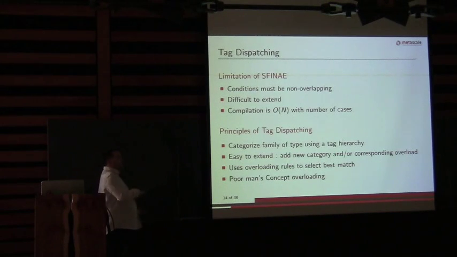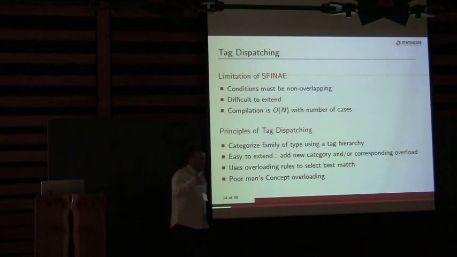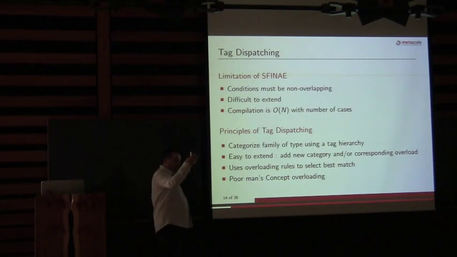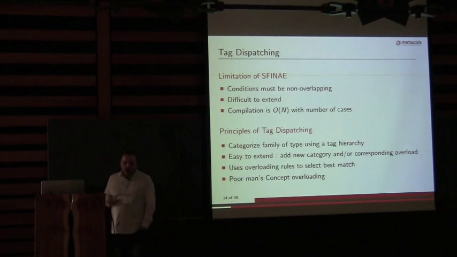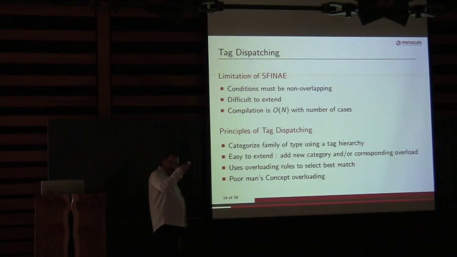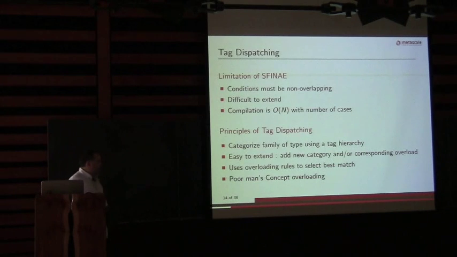So instead of doing SFINAE, we can do something else, which is called tag dispatching, which is based on the fact that you can categorize a family of types using some empty types that build a class hierarchy in which you can add whatever number of new elements using inheritance to plug them into the points that make sense. And we just use the normal overloading rules to select the best match between one of these category classes and the one you put into your function selection, which is basically a poor man's concept overloading.